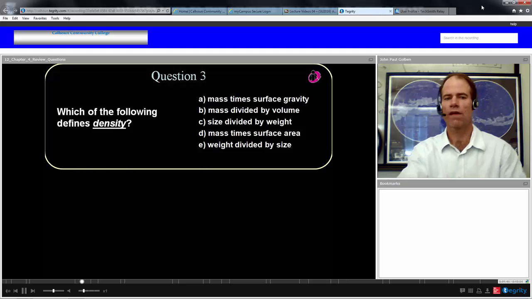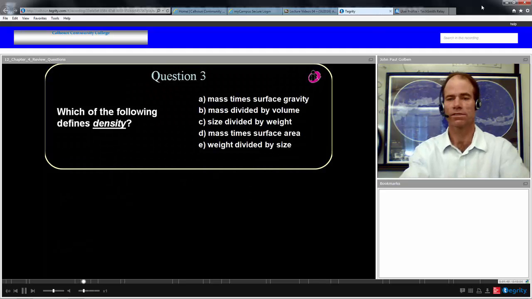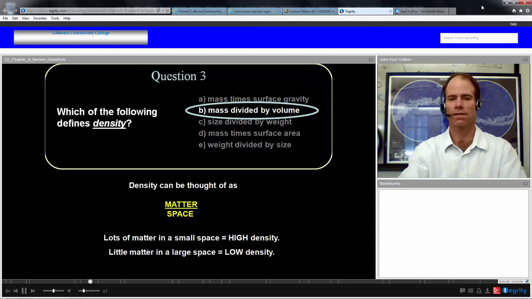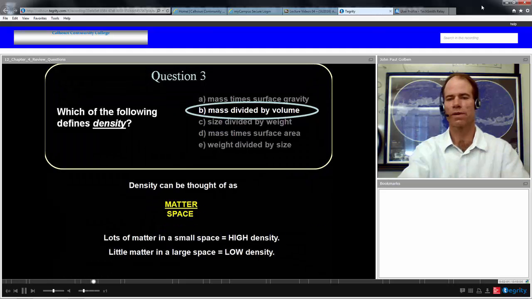Which of the following defines density? Well, we just said it's mass per volume. It's how much matter you have per space. If you have more matter per space, then it's higher density. So density can be thought of as matter per space. Lots of matter in a small space would be higher density.